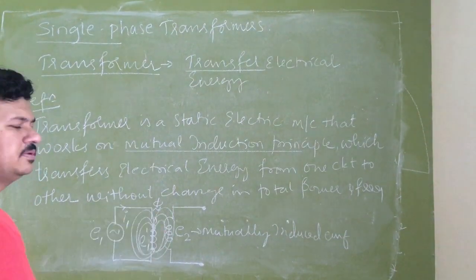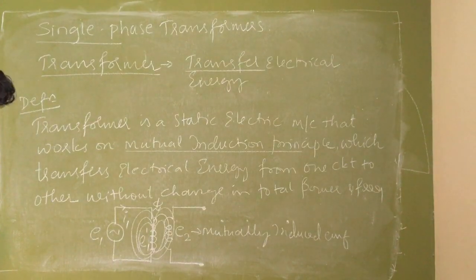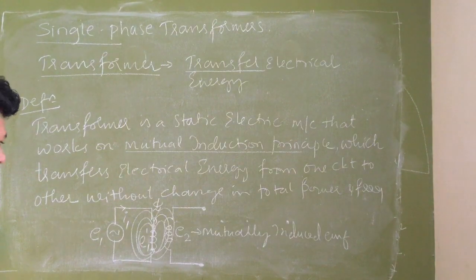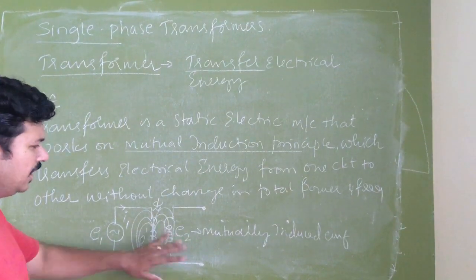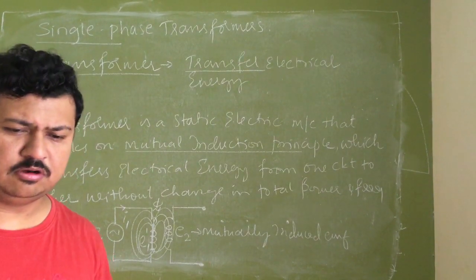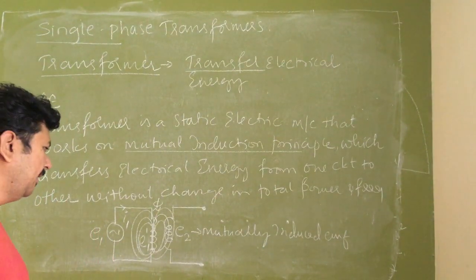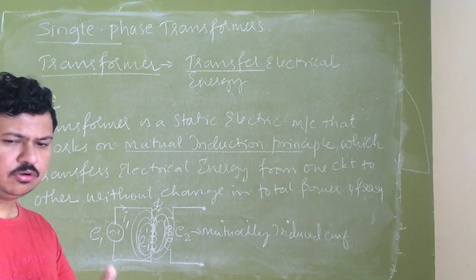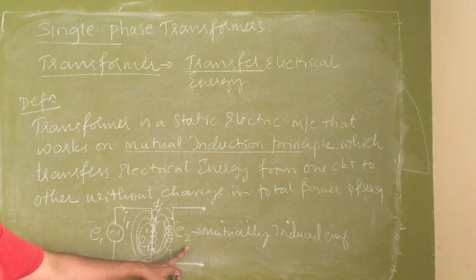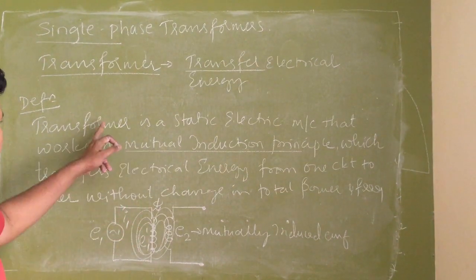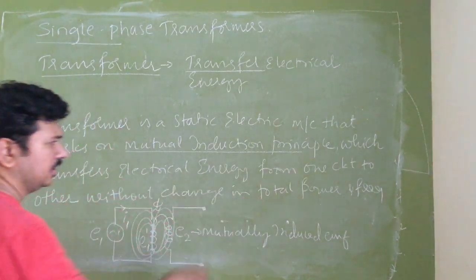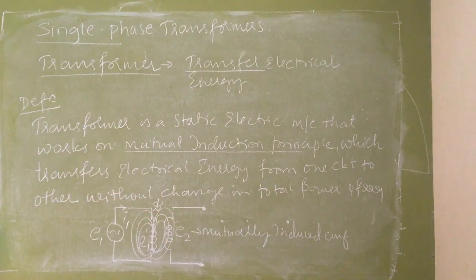A transformer will operate with this principle. Slightly, there is a difference in the construction of the transformer. So this is the fundamental principle, mutual induction, on which my transformer will always operate. Now to make a transformer I need two coils: one coil which is energized, and a second coil which is receiving the energy. As per the definition, it transfers electrical energy from one circuit to another circuit. Now from which circuit to which circuit?